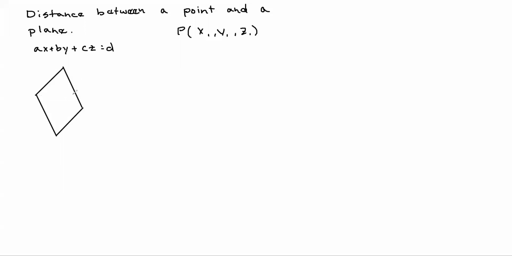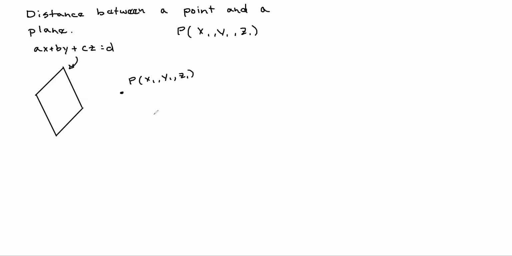Okay, that's this. We're given that. We're also given a point. Let's say we've got a point out here. And here's our plane. So it's that guy right there.